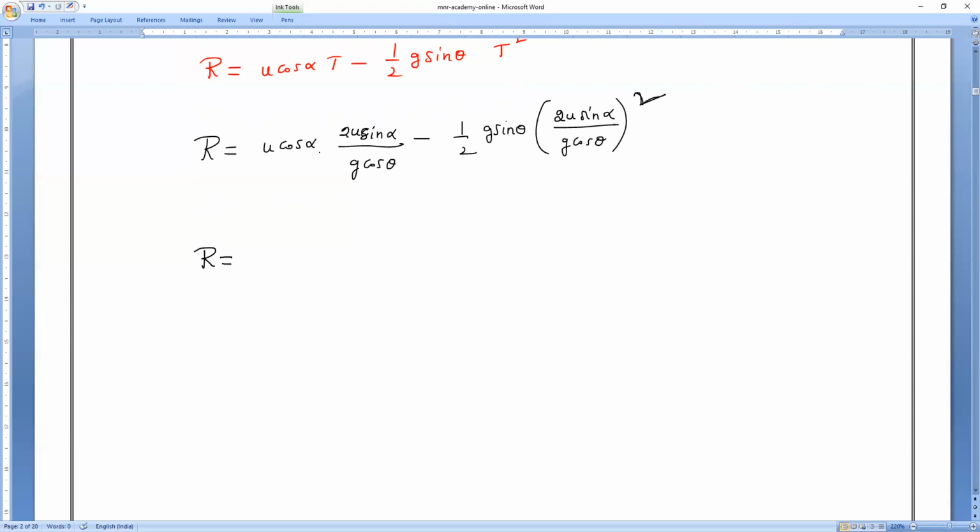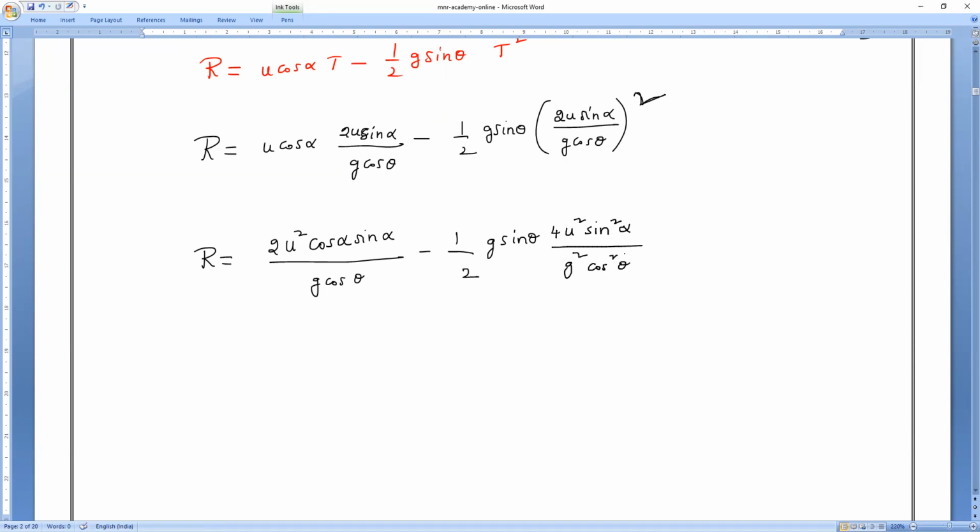Next, R is equal to, let it be. See that here also u is there, here also u is there. So let me take u square common. What will happen? Cos alpha sin alpha divided by g cos theta, minus 1 by 2 g sin theta, this one, right? A by b whole square. Write it neatly. What will happen? 2 square means 4. 4u square sin square alpha divided by g square cos square theta. Very good.